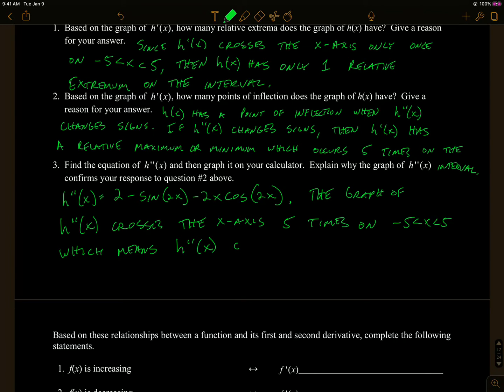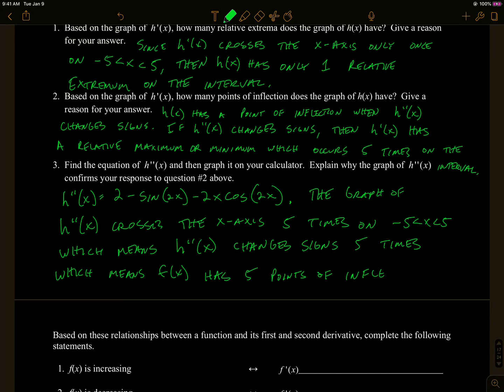h double prime changes signs 5 times. You got to state that. You got to make that clear. You can't just say it crosses the x-axis. You have to state that h double prime changes signs. That's how you know you have a point of inflection, which means f of x has 5 points of inflection on the interval.